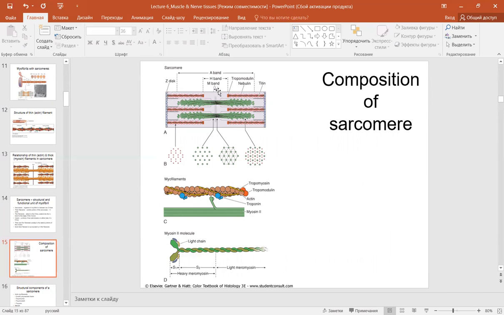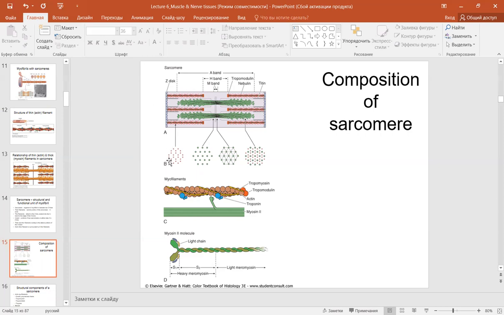This is M band, H band, M line, M band, A band, I band. Half of the I band is shown to you. And the nebulin and titin molecules are keeping the actin filaments in proper order, in fixed position with respect to the myosin filaments. It is a highly organized arrangement of the structural components of the tissue, which is responsible for the contractile characteristics of the muscular fiber.